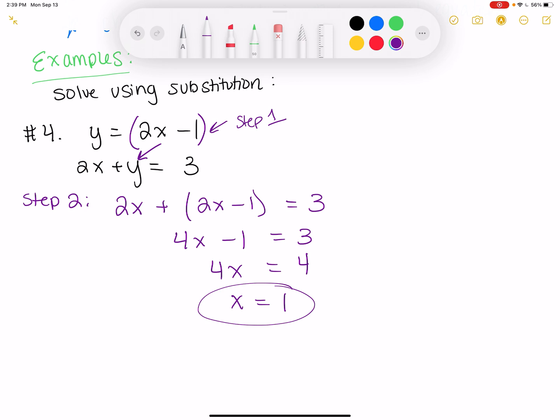Okay, so now step 3 is to take this and plug it back in to our step 1 equation, the one that was modified. Now in this case, like I said, they gave it to us, so you did no modification, but it's easier to use the one that you modified. So plugging 1 in for x up here, so y is equal to 2 times 1 minus 1.